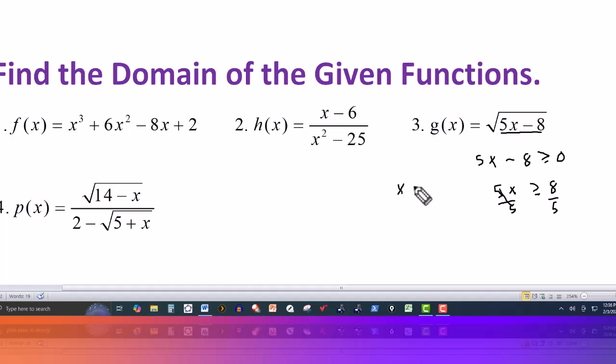So the domain would include all values that are greater than or equal to 8/5. And I would write that in set builder notation. Or I could write it this way.